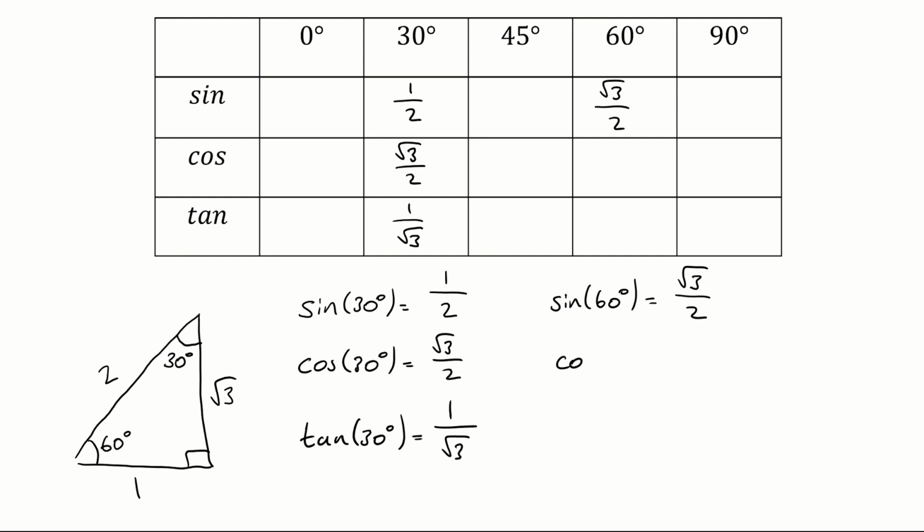If we have a look at the cosine of 60 degrees, we're looking at the adjacent over the hypotenuse, so that is going to be our 1 over 2, so we can pop that one into there. And finally, our tan of 60 degrees, that one there is equal to our opposite over our adjacent, okay, which is our square root of 3 over 1, which is just the square root of 3, so we can pop that one into there.